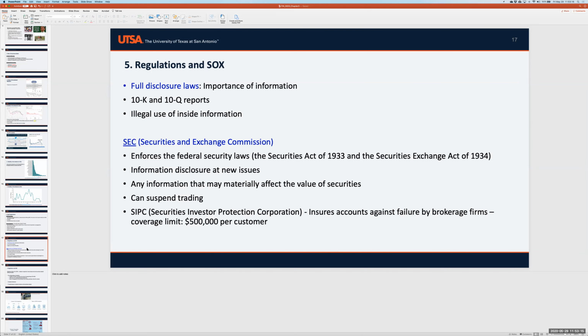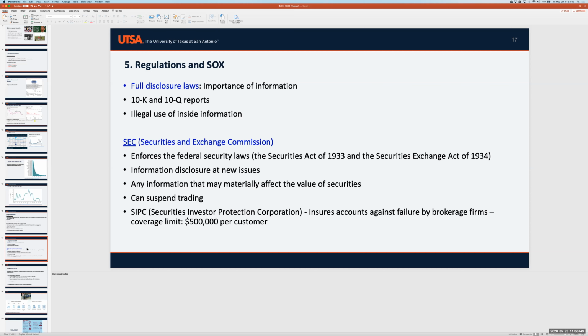Okay, the last part, regulations. The Securities Exchange Commission requires full disclosure, and this is very important, giving the full disclosure of the company to the public, to the investors. So how do they do that? The Securities Exchange Commission requires 10K and 10Q reports. 10K is the yearly report, the yearly balance sheet, cash flow statement, and all other financial statements. 10Q is the quarterly report.